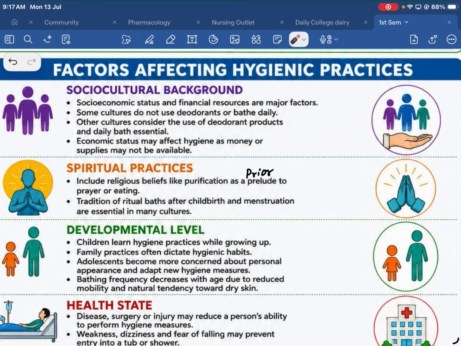What are the hygienic practices that we are looking for, and what are the factors that promote health and also affect health? Affect means positive also, negative also. Whether it is affecting positively or negatively, that we have to see. Clear?